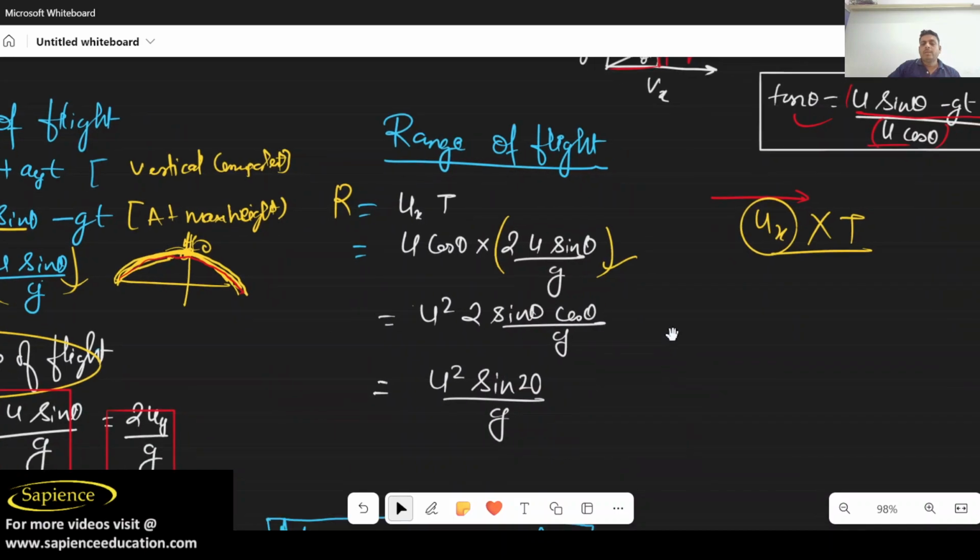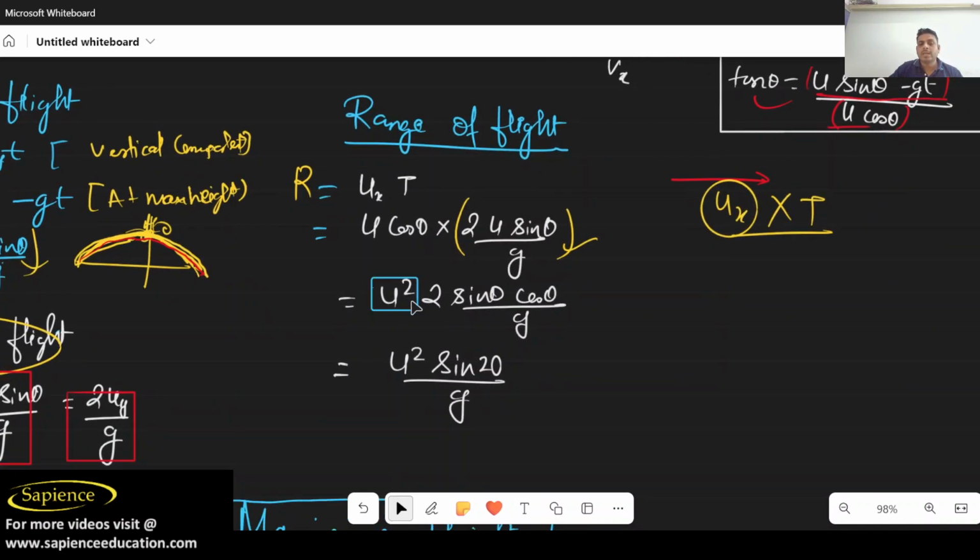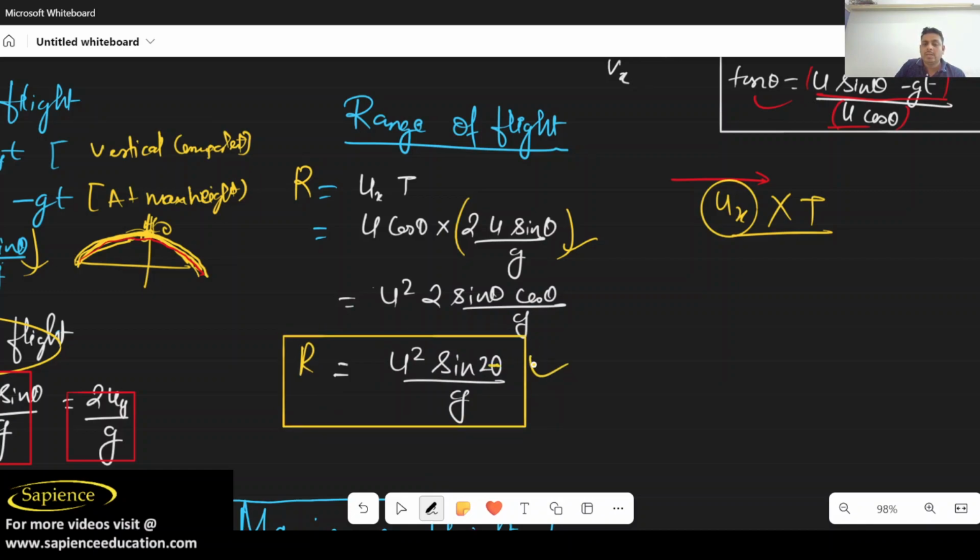When we calculate this, we get u square 2 sin theta cos theta. So finally, the range of the flight can be written as R is equal to u square sin 2 theta by g. I hope you have understood. Now we have got the time of flight and we have got the range.